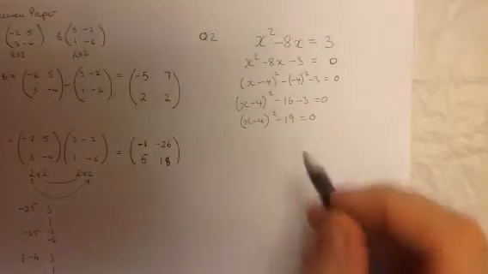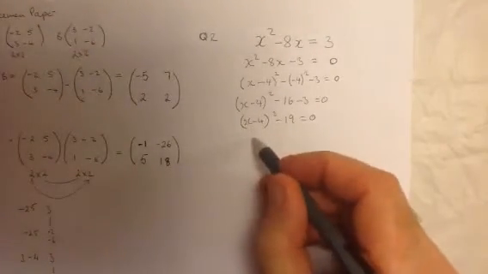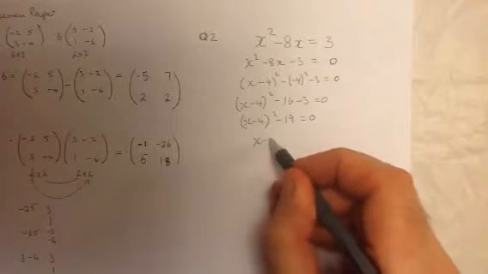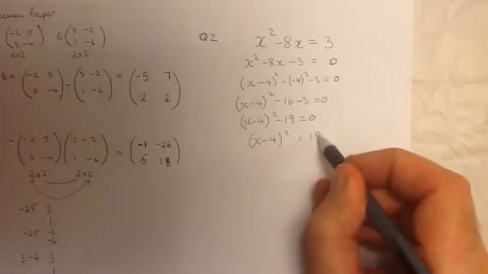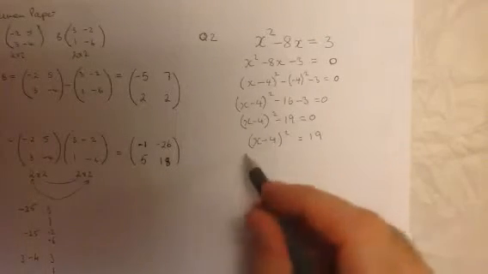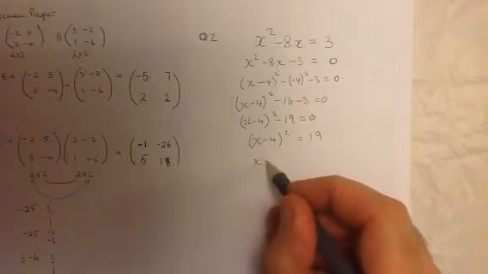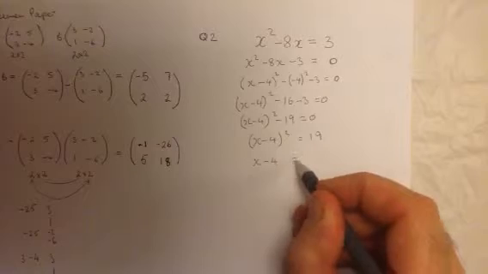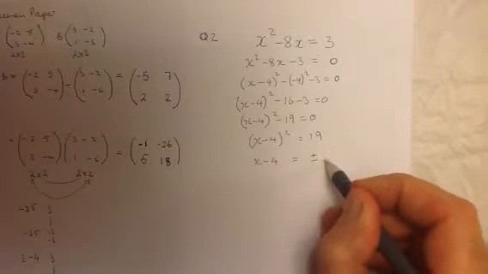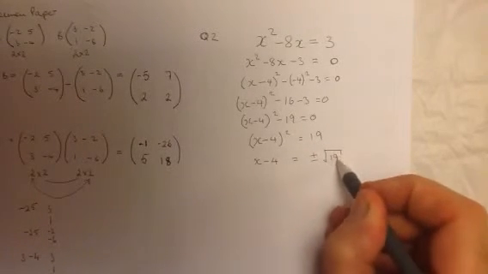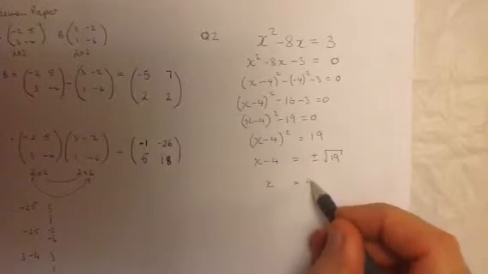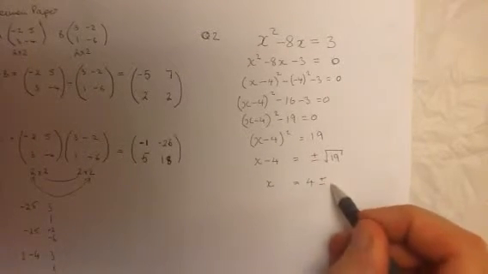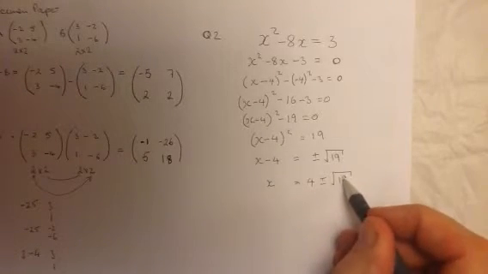Now it's an easy form to solve. What we do is we bring the 19 to the other side. Now we take the square root, remembering that it can be positive or negative. And then last we rearrange for x. So x is equal to 4 plus or minus the square root of 19.